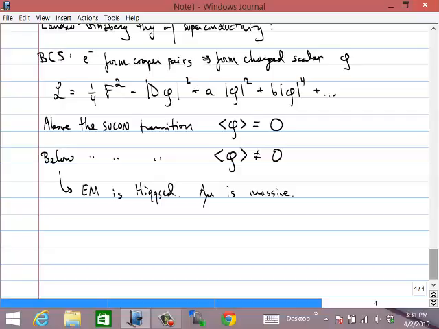So what do we know about massive fields as opposed to massless fields? Well, we know that correlations, two-point functions, say, of massive fields fall off exponentially with distance, whereas correlation functions of massless fields fall off as a power law with distance. What does that mean? That means that the electromagnetic field cannot penetrate a superconductor.